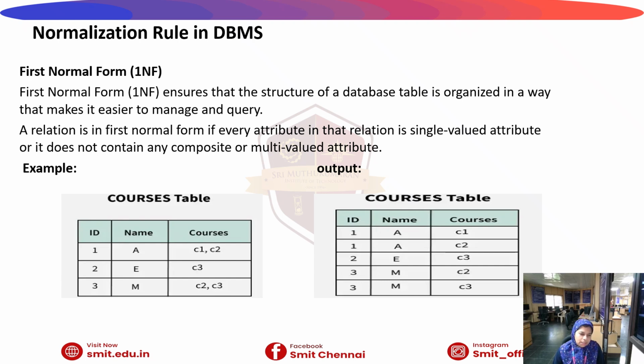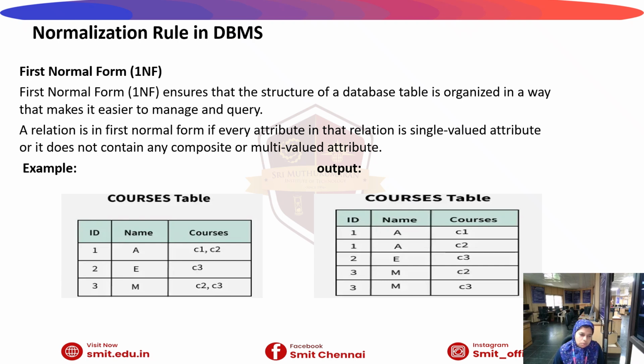ID, name and courses is the course table. And another course table which is ID, name, courses, with single values, not multiple values. So the first normal form ensures the structure of the database table is organized so that it is easy to manage and query.